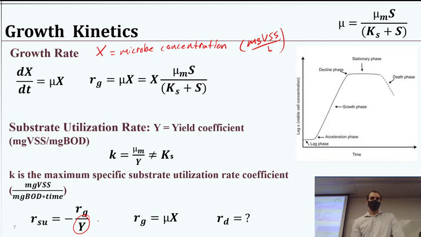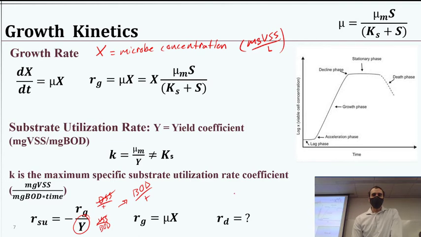Because Y is VSS per BOD, and r_g is VSS per time, when we divide, we're going to get rid of the VSS, and then our substrate utilization rate is going to be BOD per time, which is what we wanted. And obviously I'm saying milligrams BOD per liter here, milligrams BOD per time. Okay, that's just to point out we can convert, and it's just a matter of using the yield coefficient.